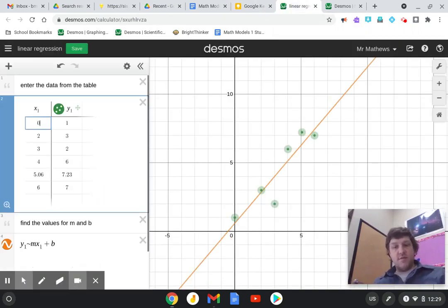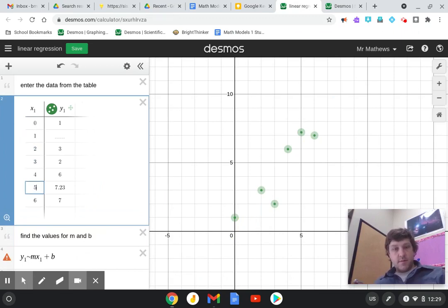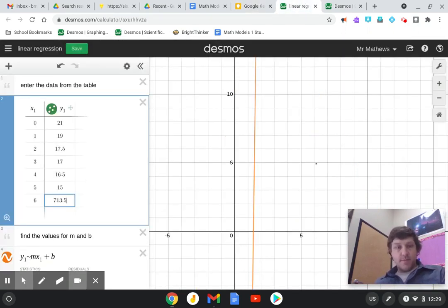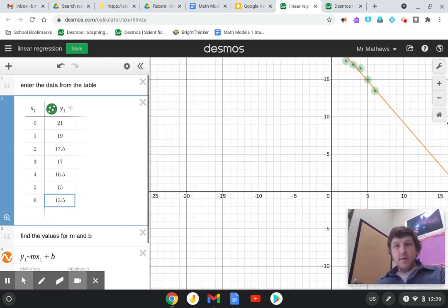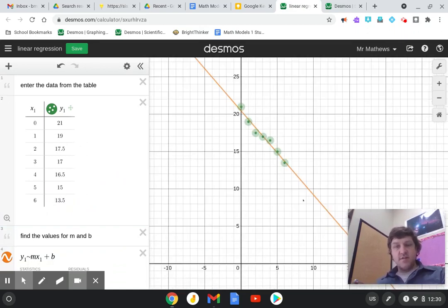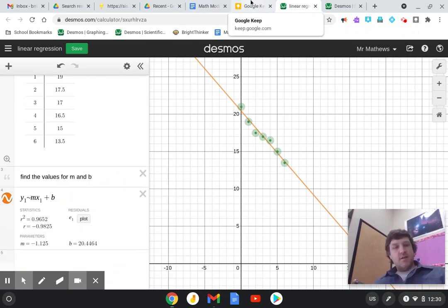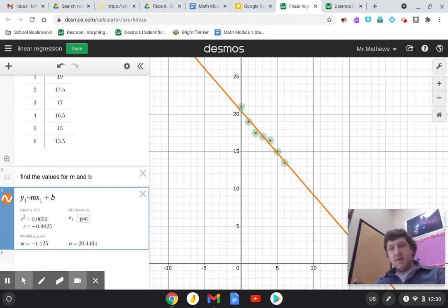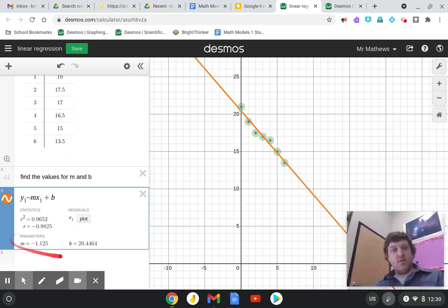And I'm going to enter in these values. x: 0, 1, 2, 3, 4, 5, 6. We get through, and we have y: 21, 19, 17.5, 17, 16.5, 15, and lastly 13.5. So I can see that there is a decrease. I see the green points, those are the points of the scatter plot, and then the orange line is the line of best fit. And so I'm looking at the m and the b down here as my values for my function.